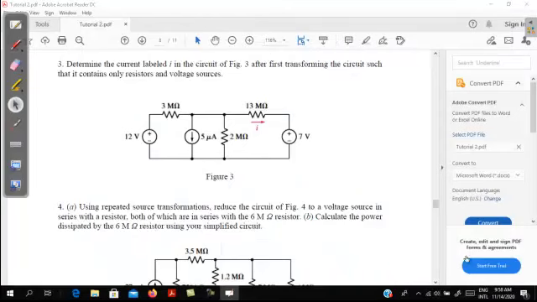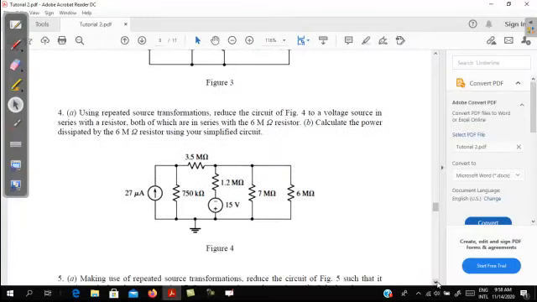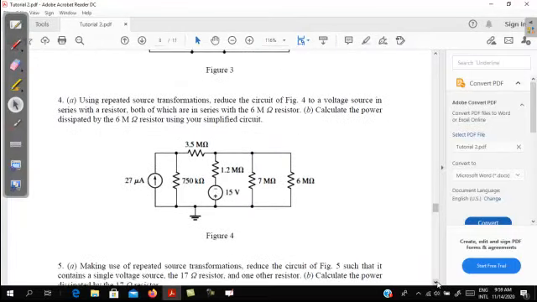We move to the next problem, which is 4. In 4, we need to find the volt. We need to convert everything connected to the 6 mega ohm resistor. So we will do conversion for all this.